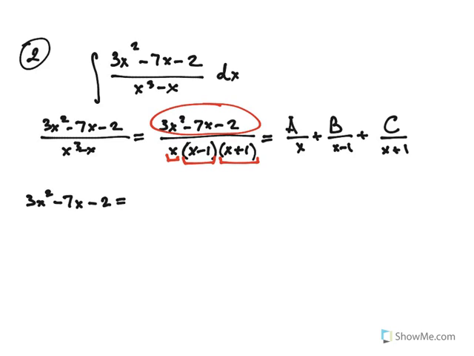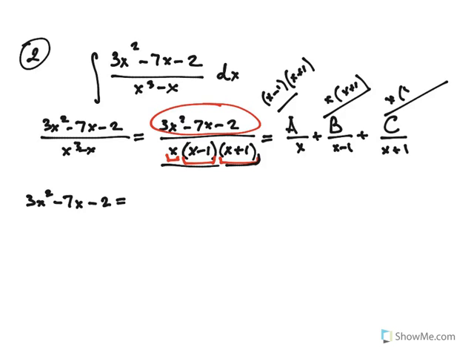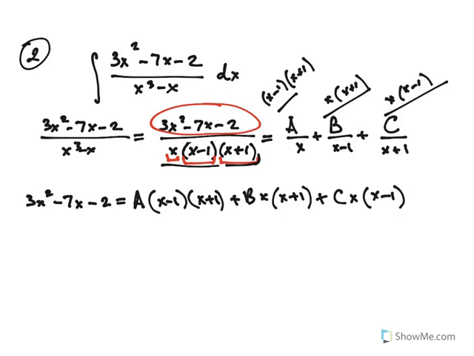Now, common denominator is this whole thing, right? So I'm going to multiply this by just x minus 1, x plus 1. And this one I'm multiplying by x and x plus 1. And this one is just x, x minus 1. So that would be A, x minus 1, x plus 1, plus B, x, x plus 1, plus C, x, x minus 1. Okay.